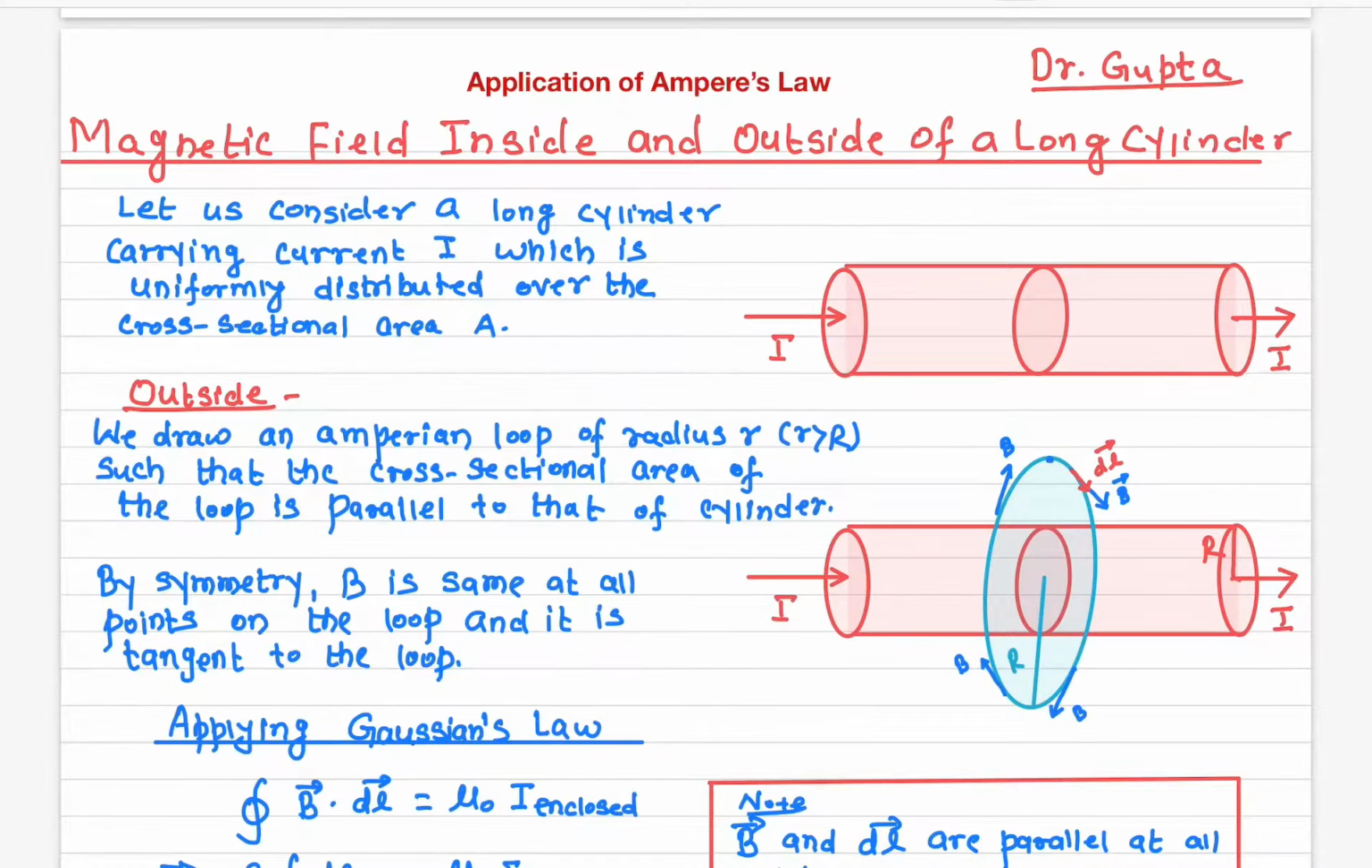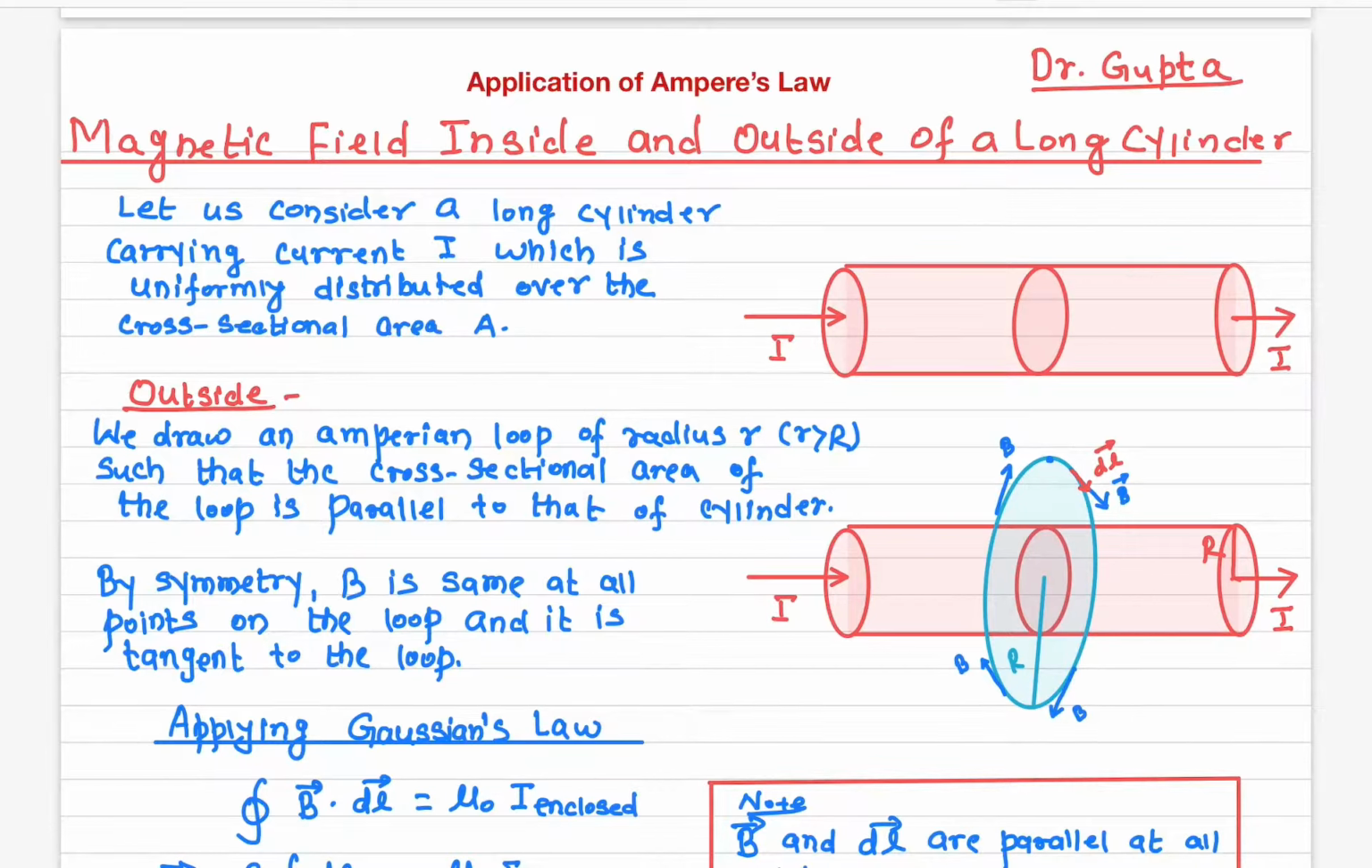So when I say outside, let us consider this point here, P. In order to find out the total magnetic field at a point P outside the cylinder, which is at a distance, let's say R, what we do, we draw an imaginary loop here. Okay, so this is an imaginary loop here, a circular loop.